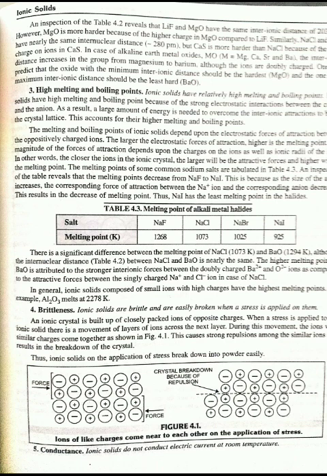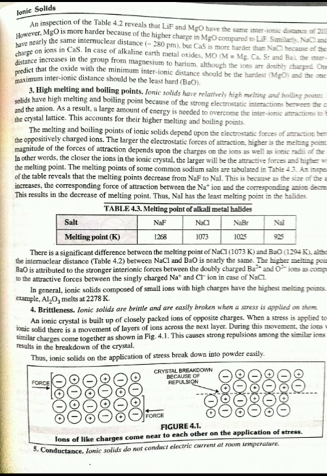The melting and boiling points of ionic solids depend upon the electrostatic force of attraction between the oppositely charged ions. The larger the electrostatic force of attraction, the higher is the melting point. The magnitude of the forces of attraction depends upon the charges on the ions as well as the ionic radii of ions. In other words, the closer the ions in the ionic crystal, the larger will be the attractive forces and higher will be the melting point. The melting points of some common sodium salts are tabulated in table 4.3.